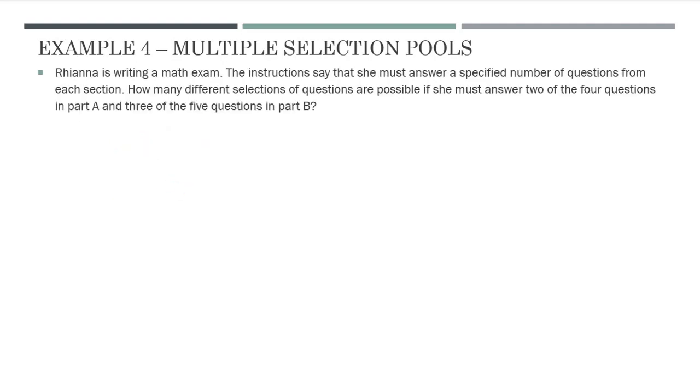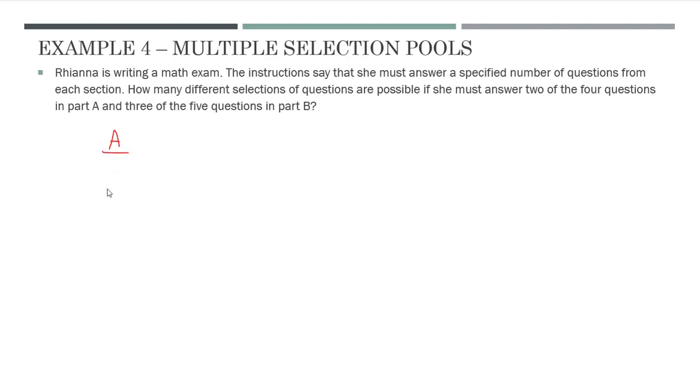Let's do one more example like that. So Rihanna is writing a math exam. The instructions say that she must answer a specified number of questions from each section. How many different selections of questions are possible if she must answer 2 of the 4 questions in part A and 3 of the 5 questions in part B? Okay, well, let's do part A first.